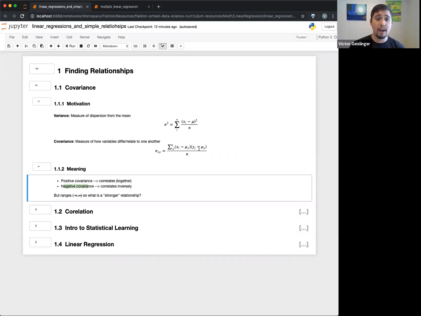Like if I have a covariance of 500 and a covariance of 200 and a covariance of 2, do those actually matter? Well, they're not really scaled together. They're hard to compare. So that leads us into something called correlation.